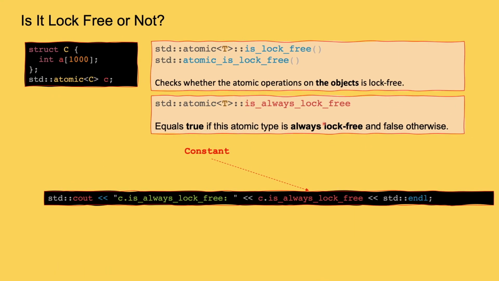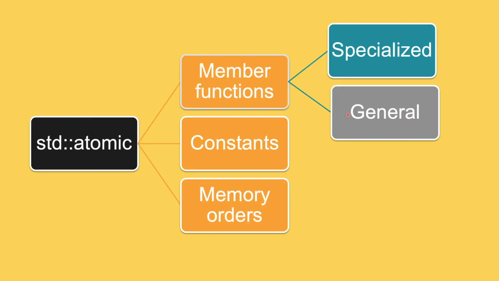Now, if you want to find out if a certain type is always lock-free, use this constant. So remember, this was a method, a member function. This one, is always lock-free, is a constant, which has a value during compile time. And basically you can find out if a variable of this type is always lock-free or not. We talked about general methods. We just talked about the constant, which is always lock-free.